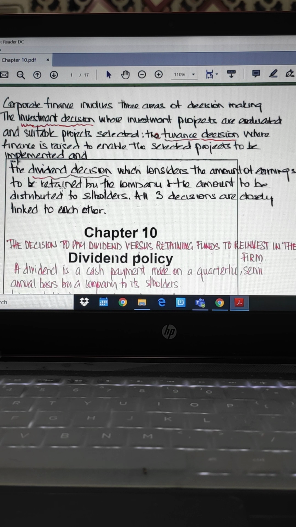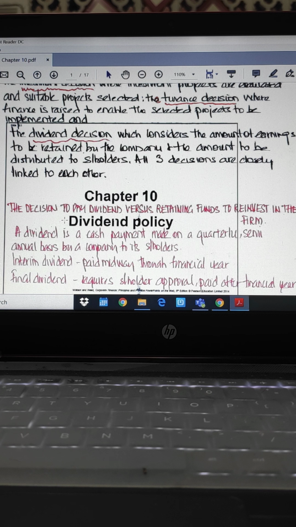As you know, a dividend is a cash payment made on a quarterly, semi-annual or annual basis by a company to its shareholders. There basically are 2 types of dividend. First, the interim dividend, which will be paid midway through the financial year, normally 6 months after the year begins. And the final dividend, normally paid after the financial year is over. The interim dividend does not require shareholder approval, whereas the final dividend requires shareholder approval.